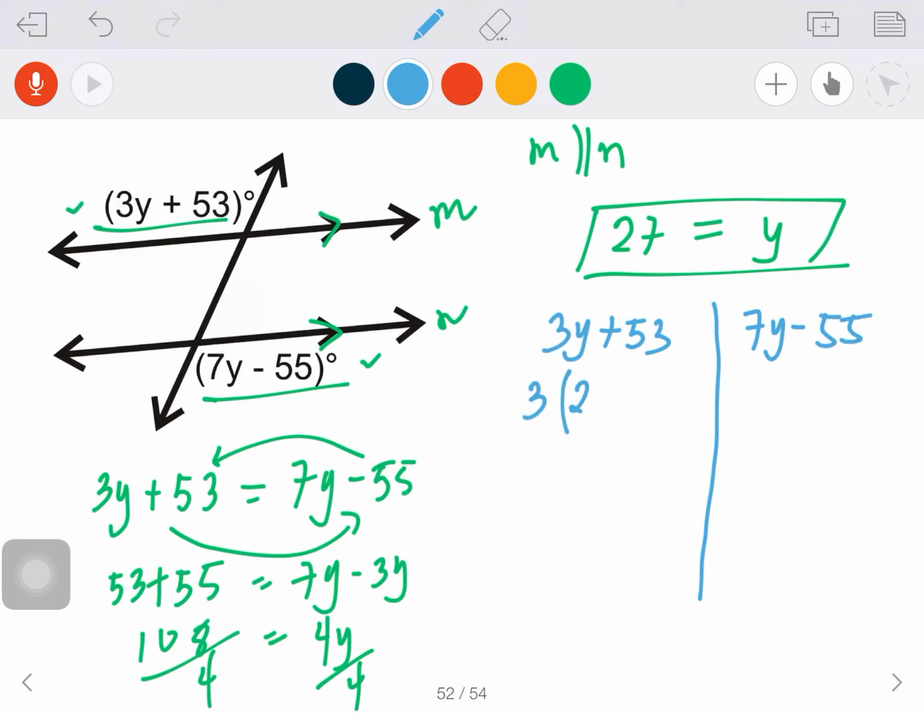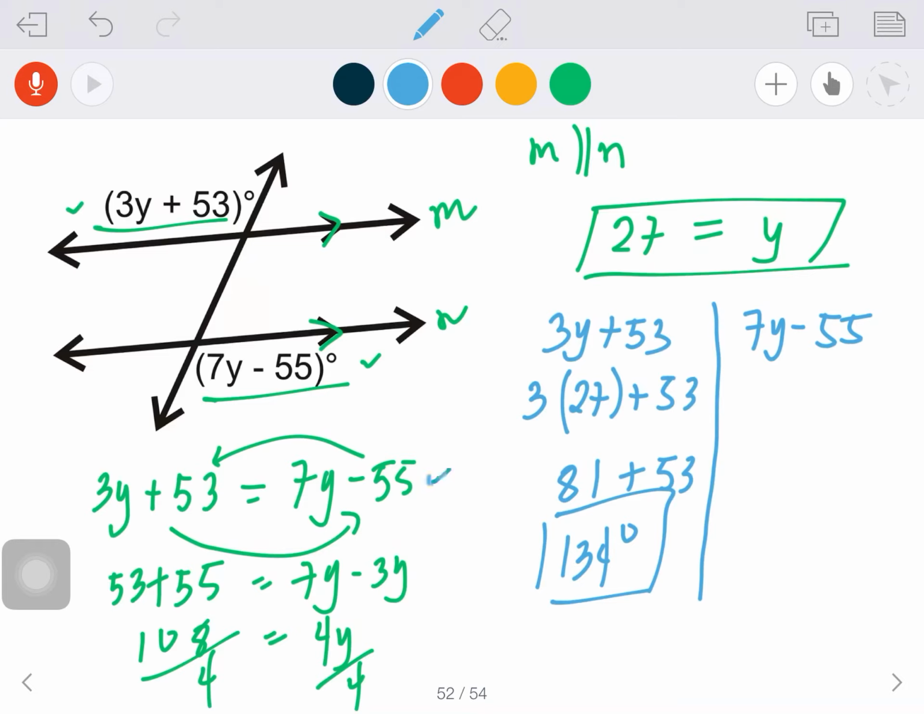So 3y, with y equal to 27, plus 53. So 27 times 3 is 81 plus 53. And this would result to 134 degrees. Now, even without solving the second angle, 7y minus 55, we know that this should also be 134 because remember our equation said that they are both equal. So, of course, they would have the same value.